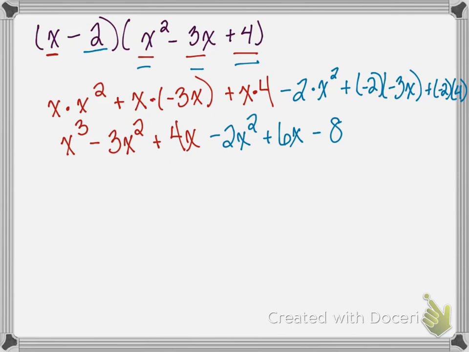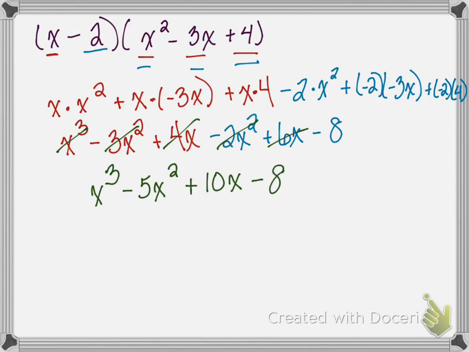Now the last thing that I'm going to do is combine like terms. I don't have anything to combine with the x to the third. So I have x to the third. Then I have minus 3x squared and -2x squared. So I am going to have -5x squared. I'm going to go ahead and mark those out just because it's easier for us to keep up with. Then I have 4x plus 6x, and that's going to give me 10x. And then I have -8. Okay? So for a binomial times a trinomial, we follow the same process that we've been following. We just have to distribute a few more times.